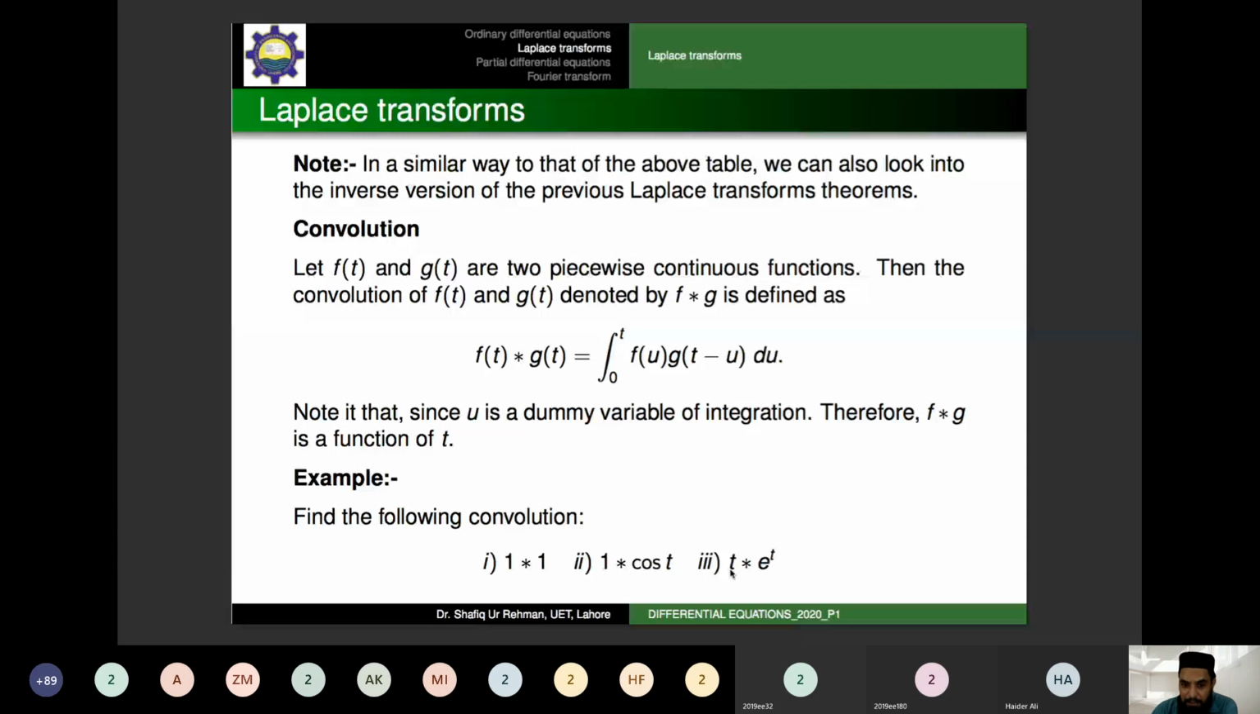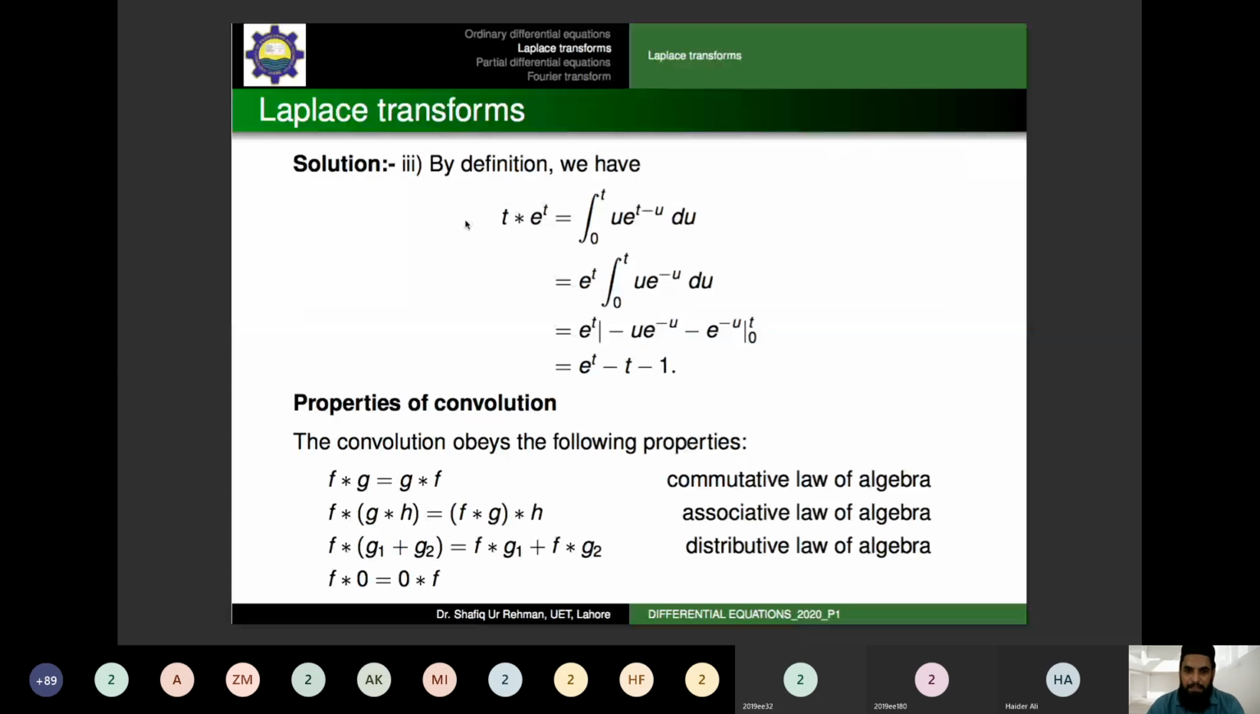And g of t is equal to e raised to power t, which means g of t minus u would be e raised to power t minus u. Very simple. The t for f is going to be replaced by u, and the t for g is going to be replaced by t minus u. So this is how we look into the convolution. So here you go. By taking the third part of this example, t by formula is going to be replaced by u, and that t is going to be replaced by t minus u.